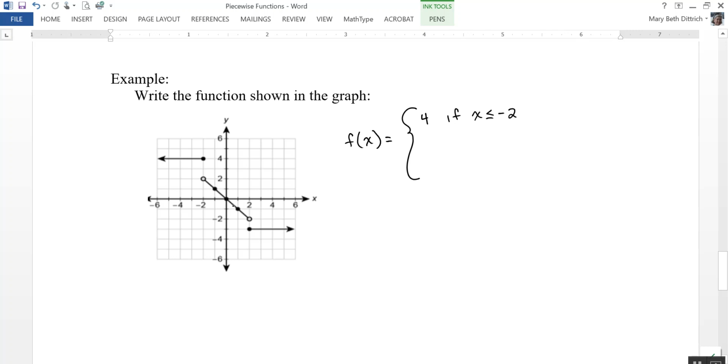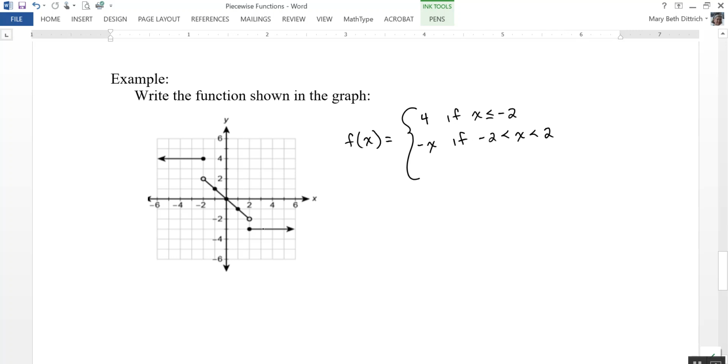Now here I have a piece of the line. This is actually the line y equals negative x. And the reason I know that is its y-intercept is 0 and it has a slope of negative 1. So f of x, or y, is going to equal negative x if, and now let's define that interval. Notice that goes from negative 2 to positive 2 on the x-axis, but does not include those two values. So negative 2 is less than x, which is less than positive 2.